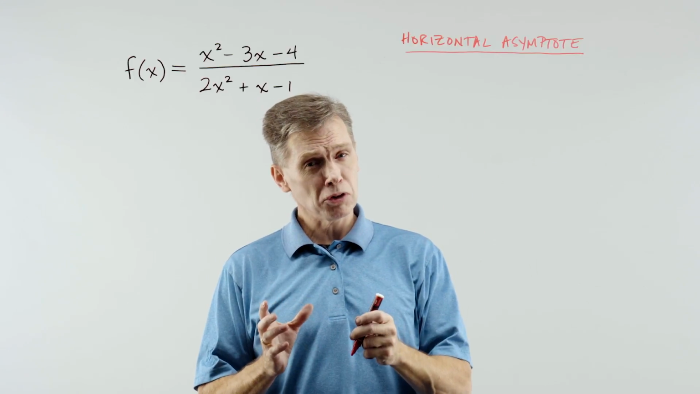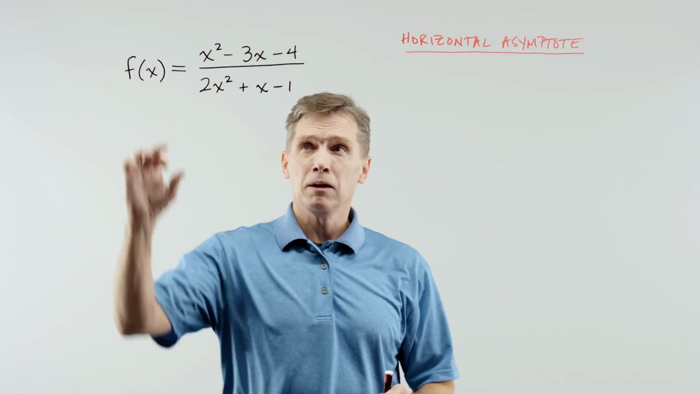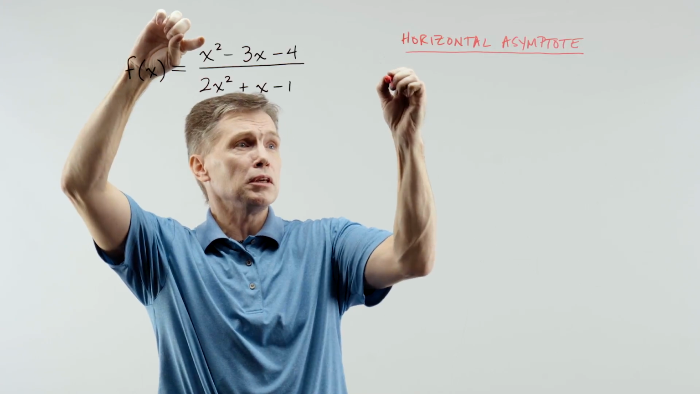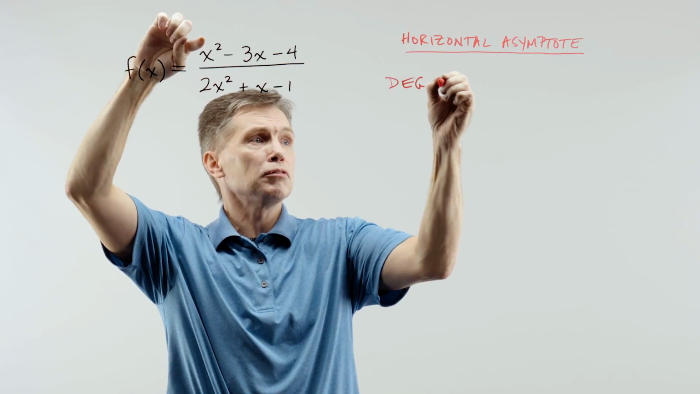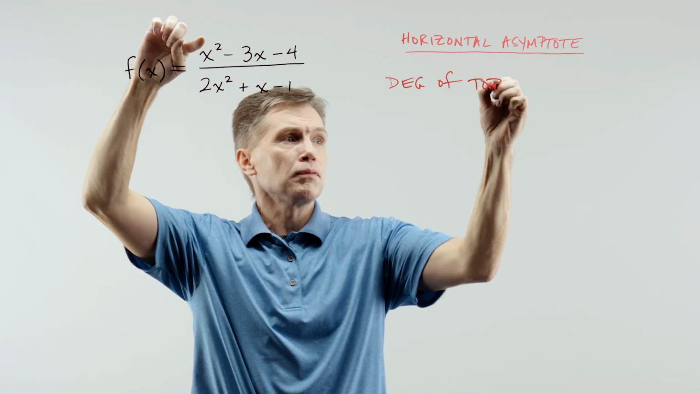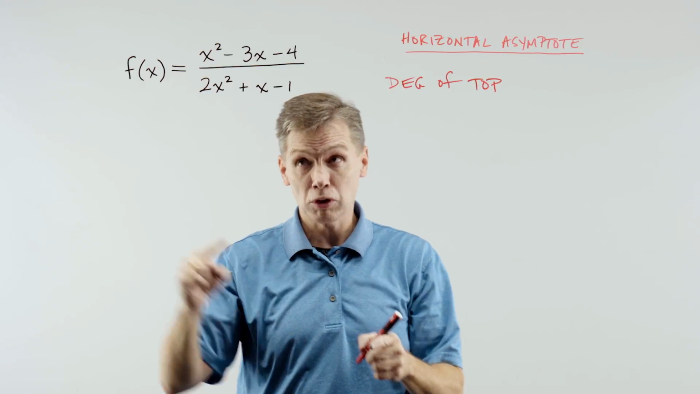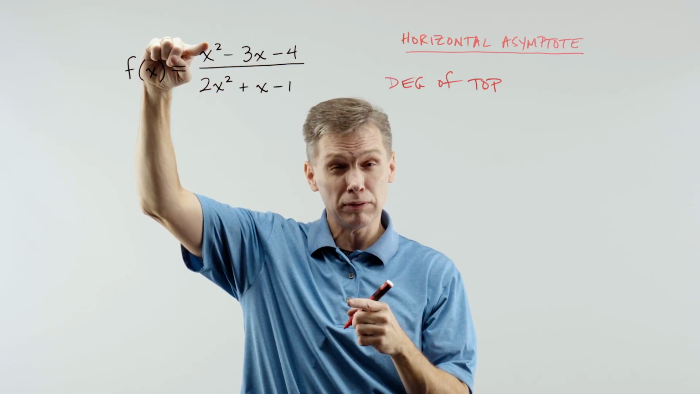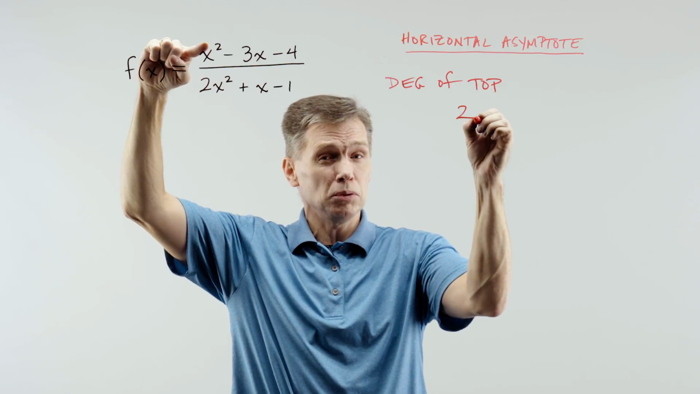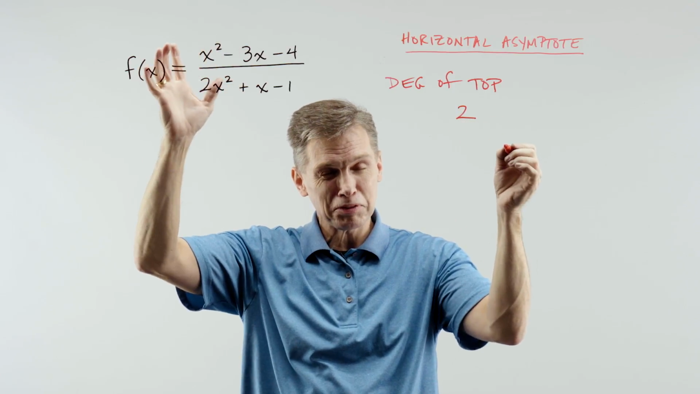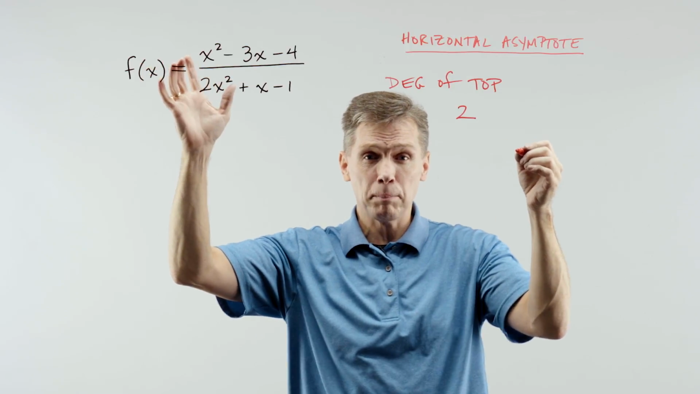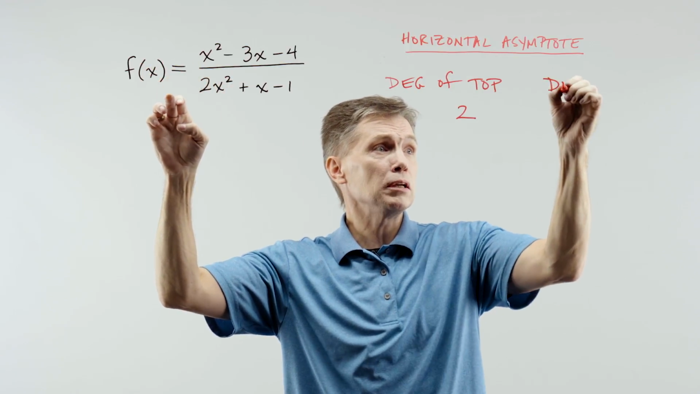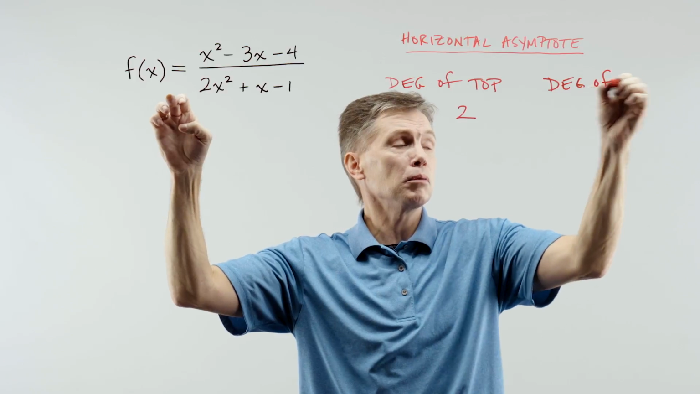In order to find the horizontal asymptote, what you want to remember is that you're looking at the degrees, the degree of the top. And by degree of a polynomial, we're talking about that highest power. So in this problem, that degree of the top is 2. But that's just one piece of information. What we want to do with that is compare it to the degree of the bottom.